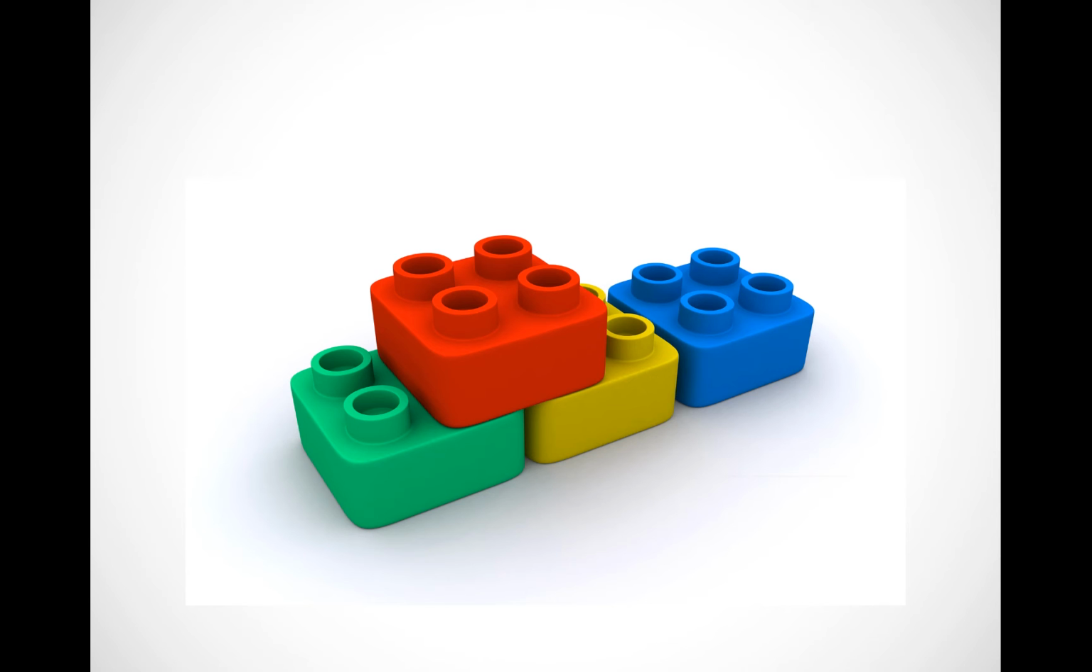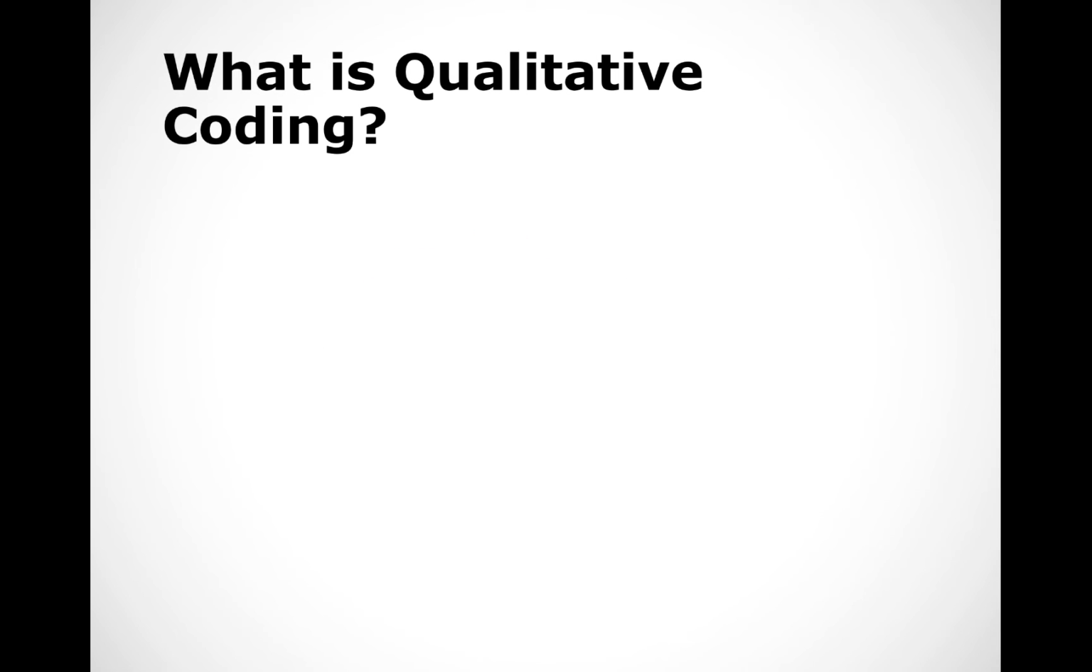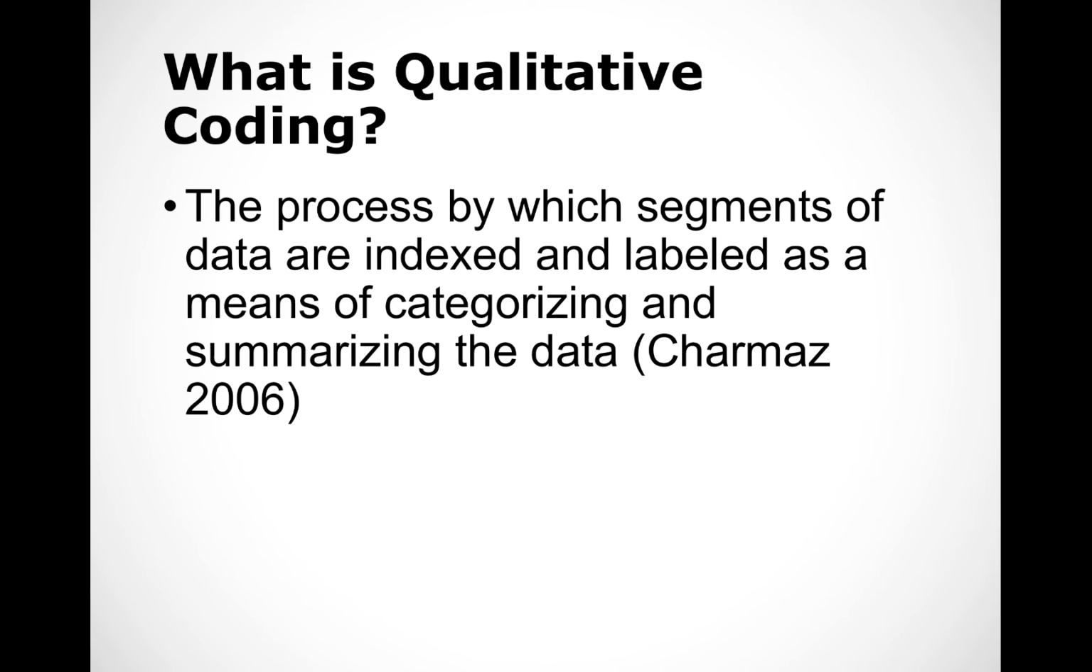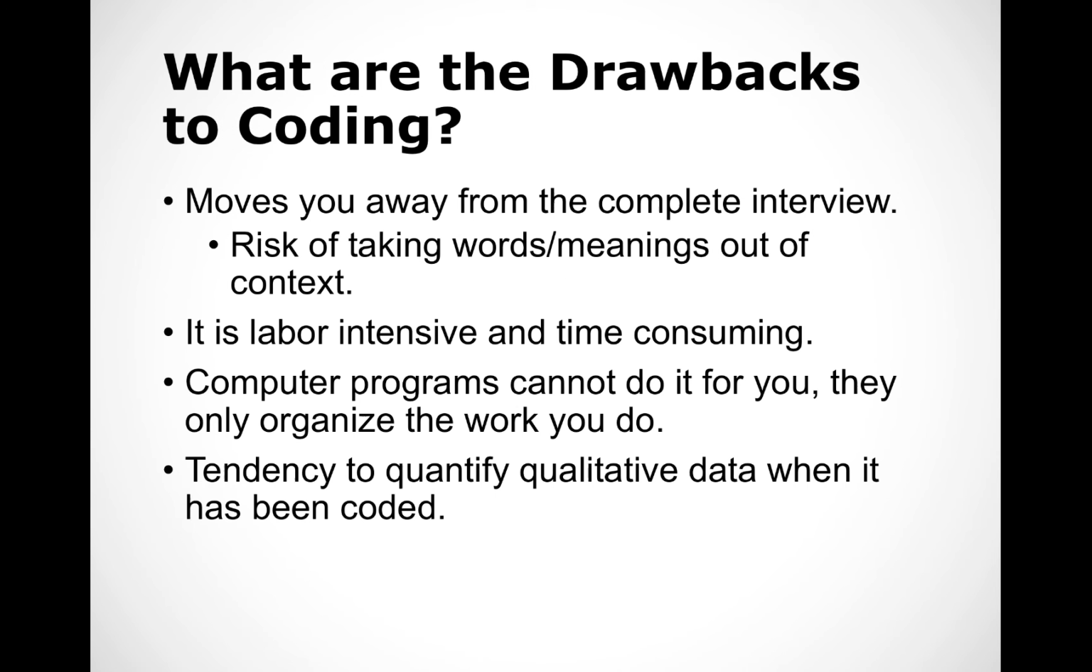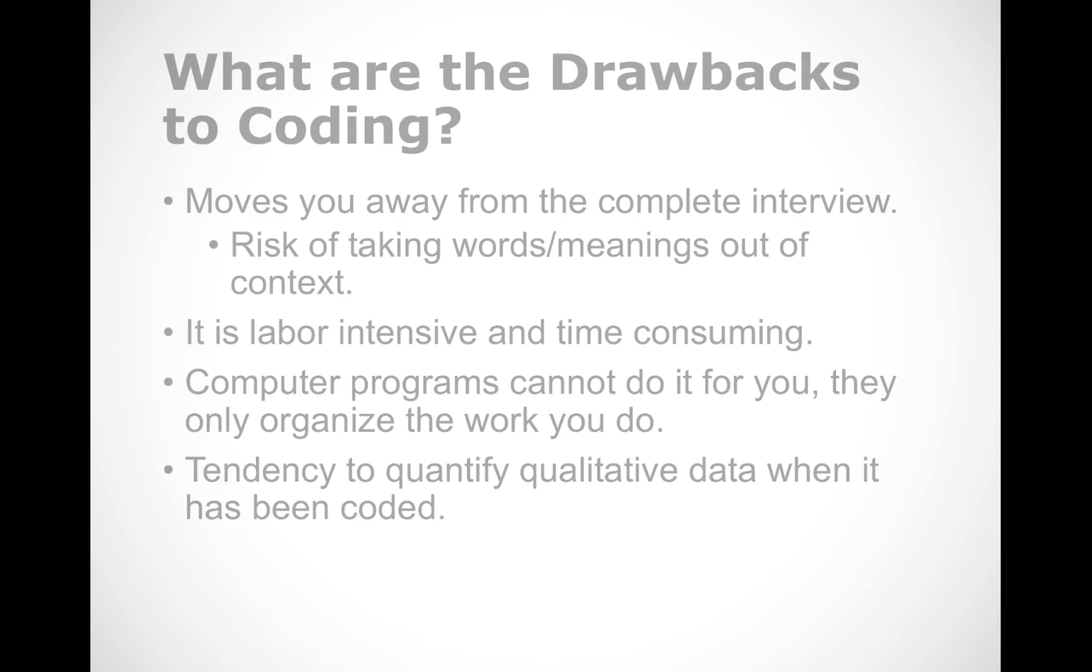The exploratory review, to gain a general sense of your data, provides the foundation for more systematic qualitative coding. What is qualitative coding? It is the process by which segments of data are indexed and labeled as a means of categorizing and summarizing the data. A few thoughts to wrap up this introduction to qualitative analysis.